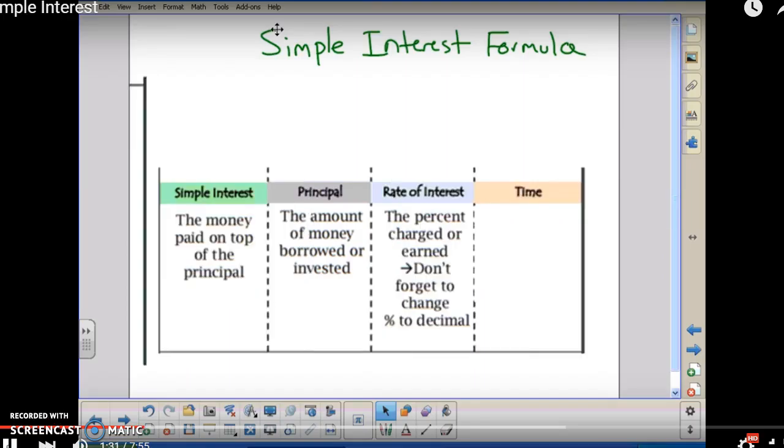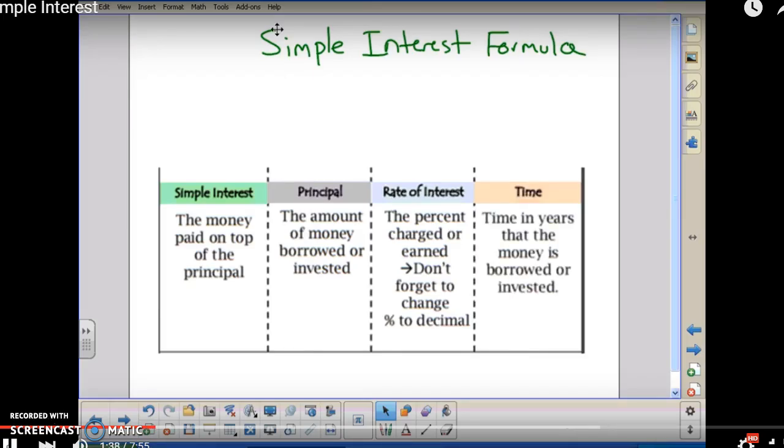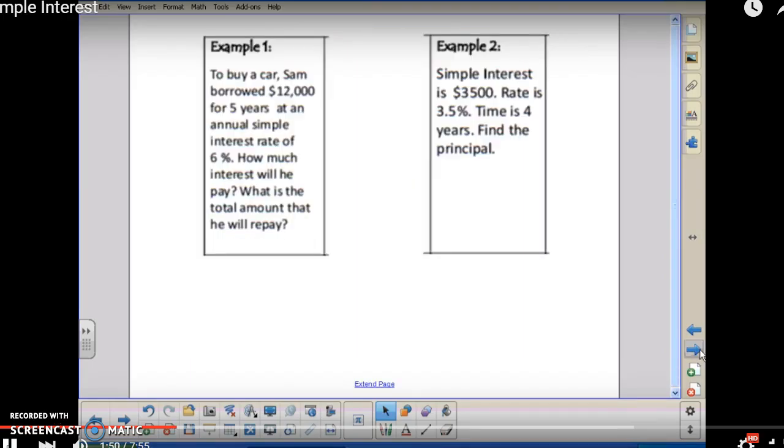Now, in class, we've done time in monthly interest, weekly interest, annual interest. In this formula, time usually stands for years the money is borrowed or invested. But if it's a weekly interest rate, it could also be the number of weeks or the number of months if it's a monthly interest rate. Okay, so we have 4 examples.